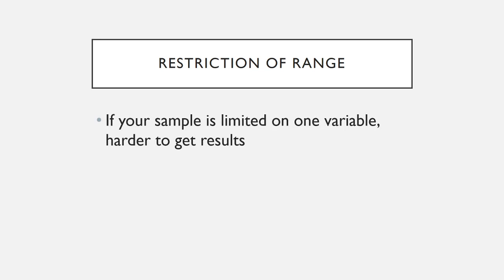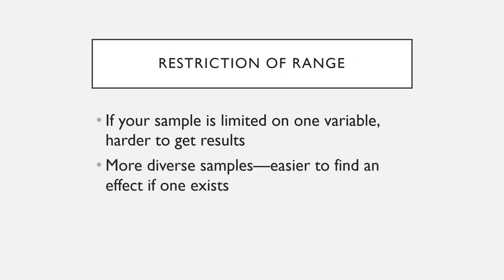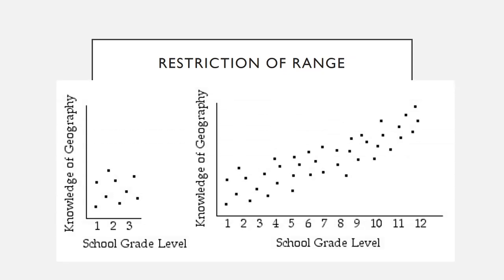Restriction of range: what this means is that if your sample is limited in terms of its range or diversity on one or both of the variables, it might be harder to get results. That is to say, it might be harder to get an accurate and fully fleshed out vision of the nature of your correlation. So the question becomes, how do I make sure that I have sufficient representation on both of my variables of interest? To do this, you just need to think to yourself conceptually, what's the appropriate range for any one of my variables?